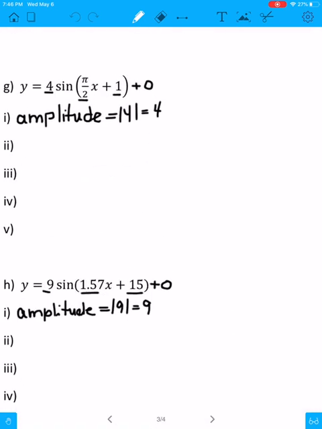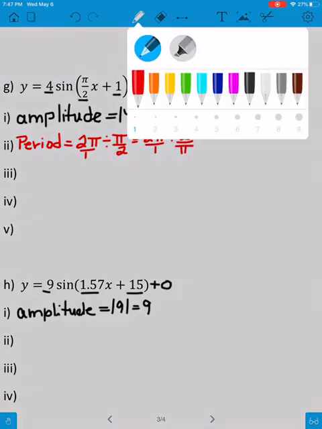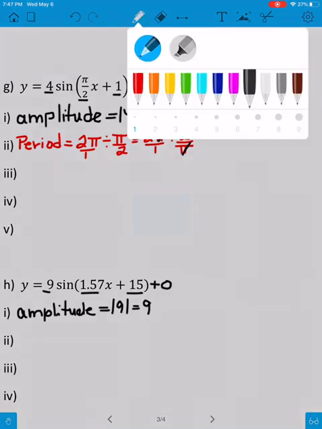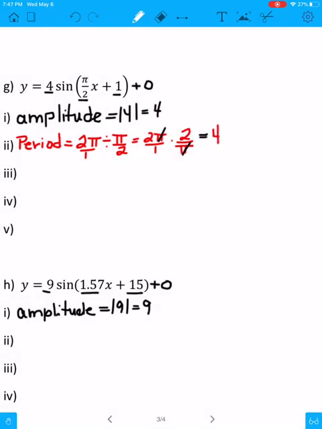G, the period equals 2 pi divided by pi over 2, which is the same as you flip and multiply, so 2 pi over 1 times 2 over pi. Because when you divide by a fraction, you multiply by its reciprocal, which has the pi's cancel, so it just equals 4. Or if you just went 2 pi divided by pi over 2 in brackets in your calculator, it would give you an answer of 4 as well.